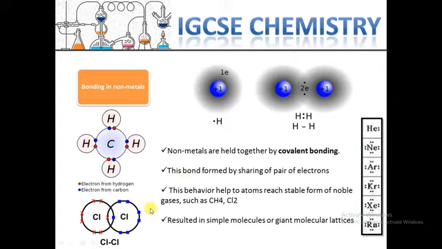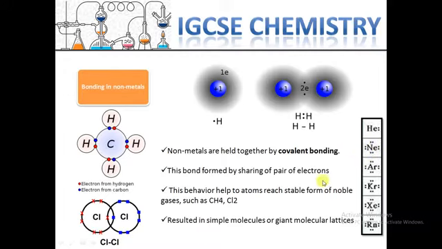And like other covalent bonding, each atom builds a covalent bond to reach a stable form. The stable form depends on which period the atom is situated in. Period 1, like hydrogen, tries to reach 2 electrons at the outer shell, like helium, and period number 2, like nitrogen, carbon, and chlorine, they try to reach 8 electrons at the outer shell.